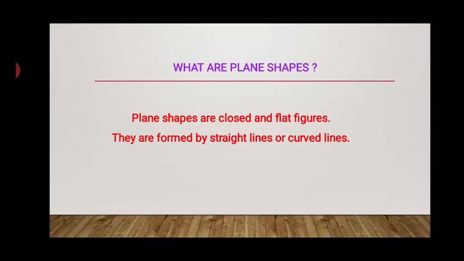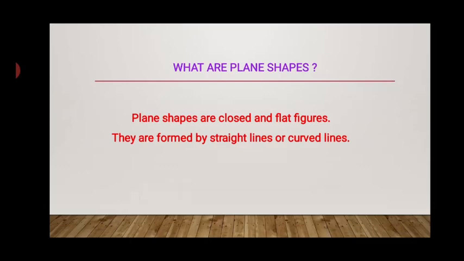They are formed by straight lines or curved lines. These plane shapes you can draw on paper, or you can see these plane shapes in your textbook, the picture of square, rectangle. So these are plane shapes which you can see on signs, or on paper, or you can draw them. They are formed by straight lines or curved lines.